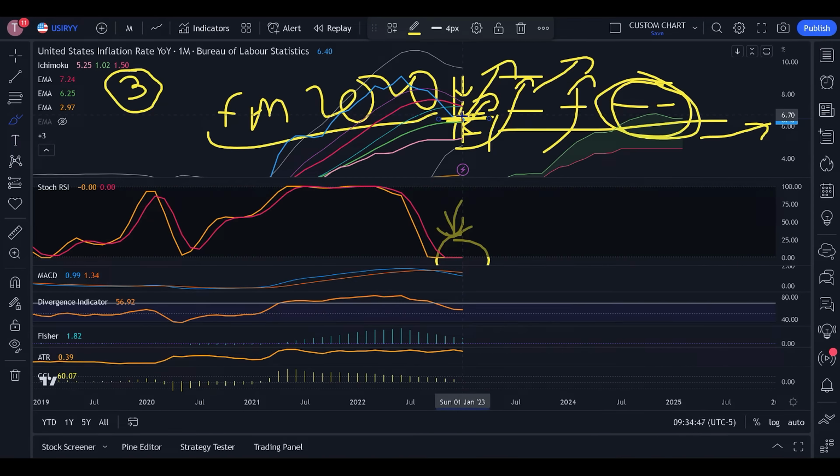And even if it tries to come down, the downward movement will be extremely low, like 1% at max, 1 to 2%, just like what we have seen last month also. Nothing more than that, 1 to 2%, that's it, because the technicals are not supporting.